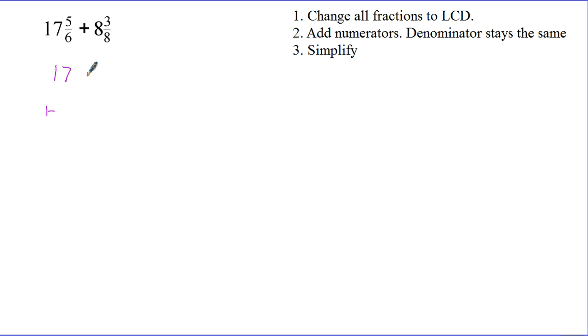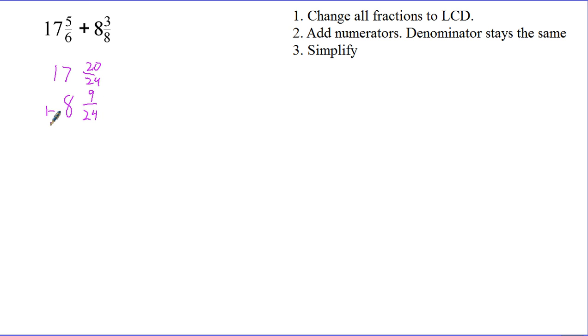So I'm going to change each of my individual fractions to the common denominator. The common denominator needs to be a 24. Smallest number 6 and 8 can both go into. 6 to 24 is a times 4 jump, so 5 times 4 is 20. 8 to 24 is a times 3 jump, so 3 times 3 is 9.